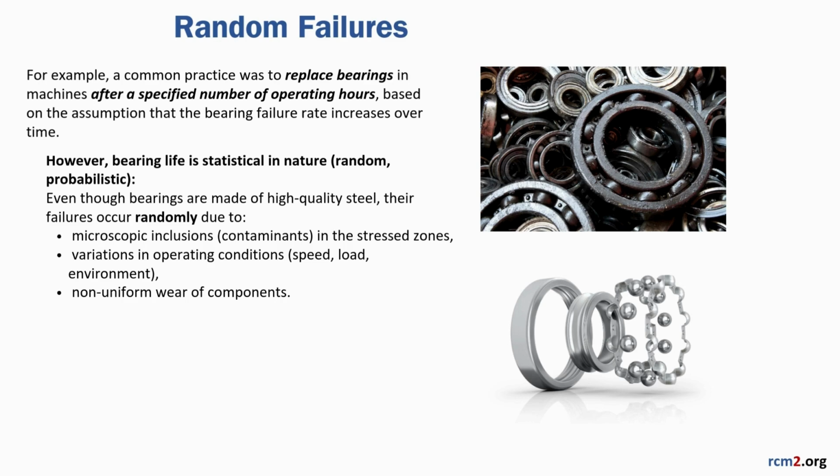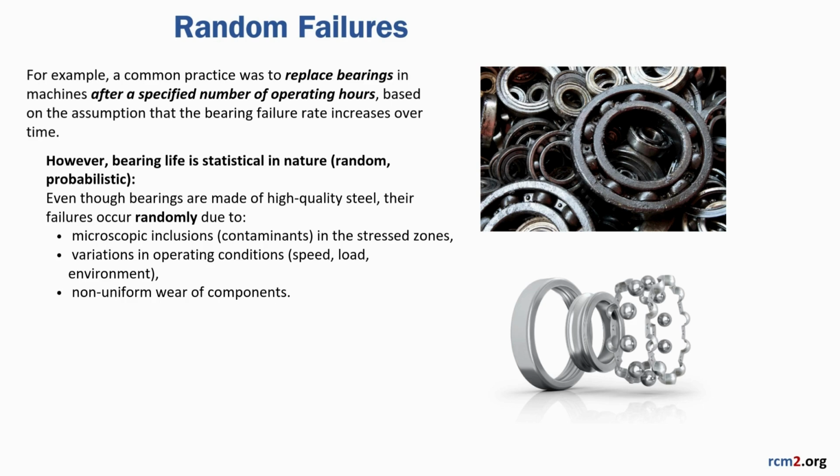they can still fail randomly due to microscopic inclusions or contaminants in stressed zones, variations in operating conditions such as speed, load, or environment, or non-uniform wear of components. Because of this randomness, manufacturers do not provide a single value for bearing life. Instead, they use a statistical model known as B10 life. This refers to the number of operating hours after which 10% of bearings in a statistical group are expected to fail, while 90% should still be operational.